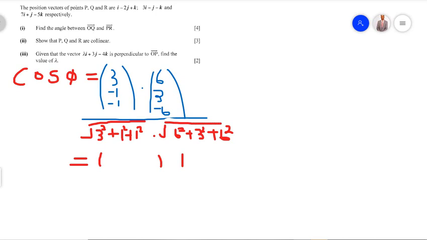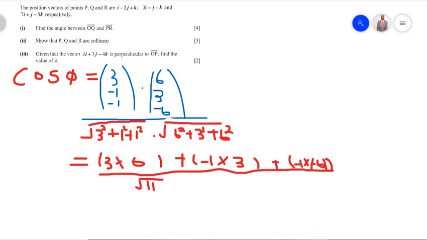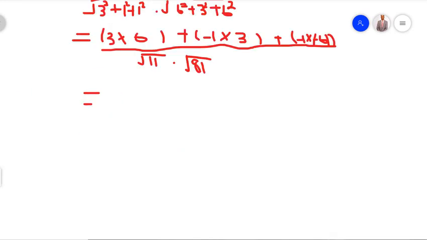Now the dot product on top, we put 3 brackets and multiply the corresponding direction vectors. Then it's 3 times 6 in the first bracket, and in the second bracket it's negative 1 times 3. In the third bracket it's negative 1 times negative 6. Then all over, if we simplify everything in the square root, we are going to get root 11 dot root 81.